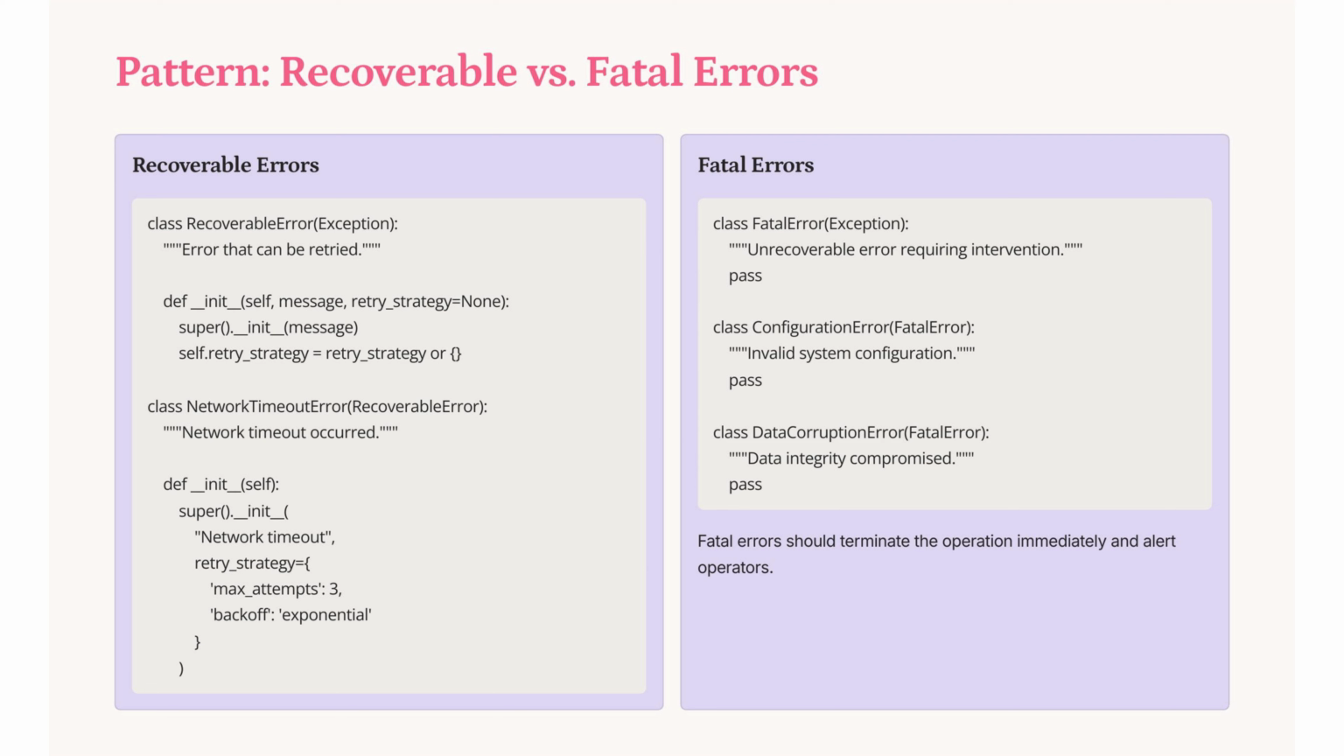Recoverable errors, like NetworkTimeoutError, allow retries with strategies such as exponential backoff. They aim to resolve issues without human intervention. In contrast, fatal errors, such as ConfigurationError and DataCorruptionError, require immediate termination and alerting operators due to their critical nature. Understanding these distinctions is crucial for effective error handling.